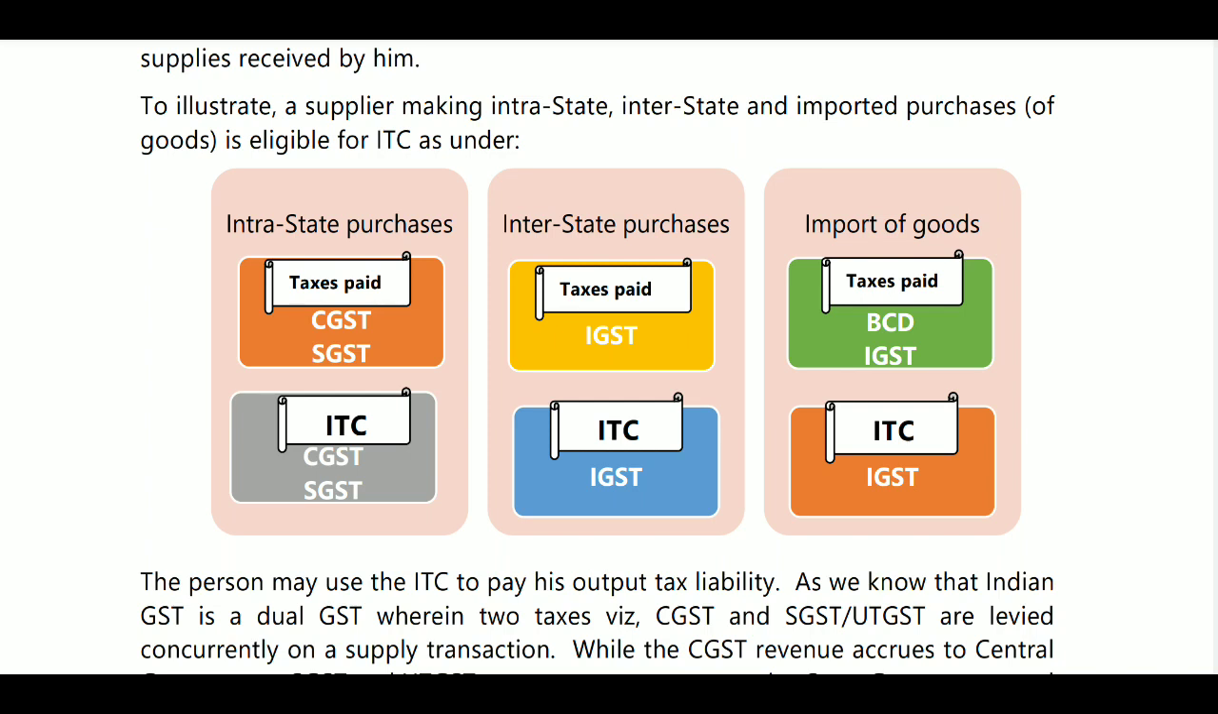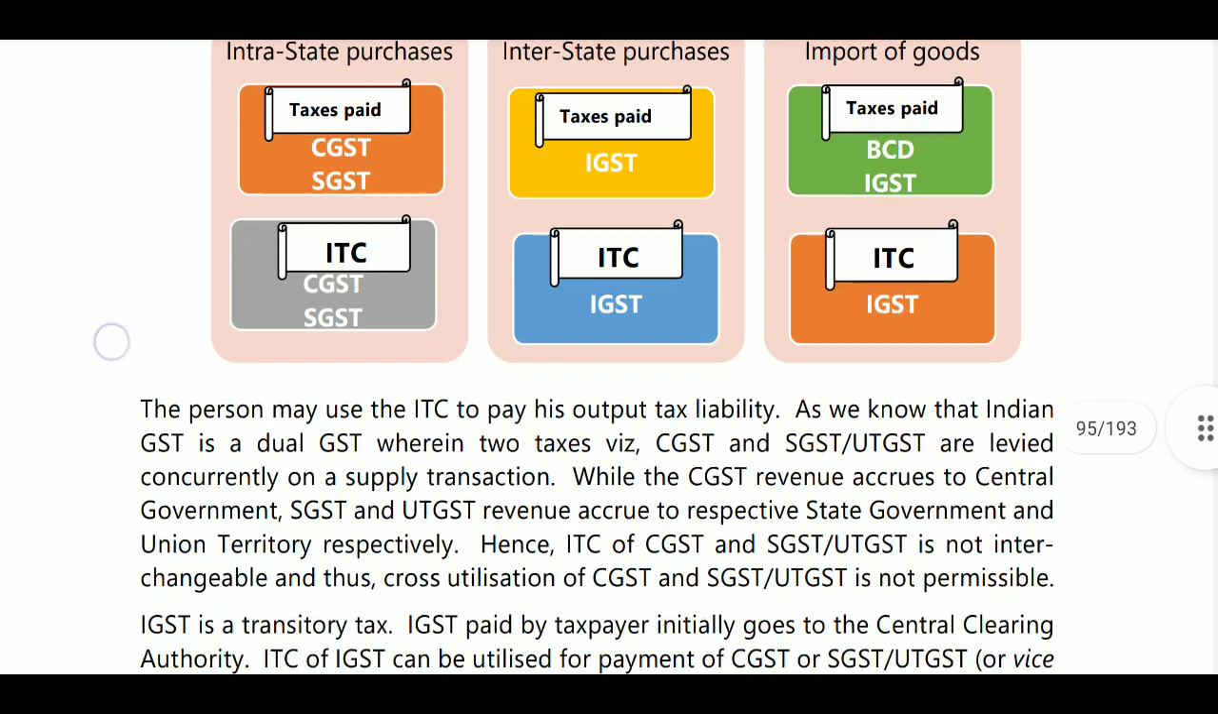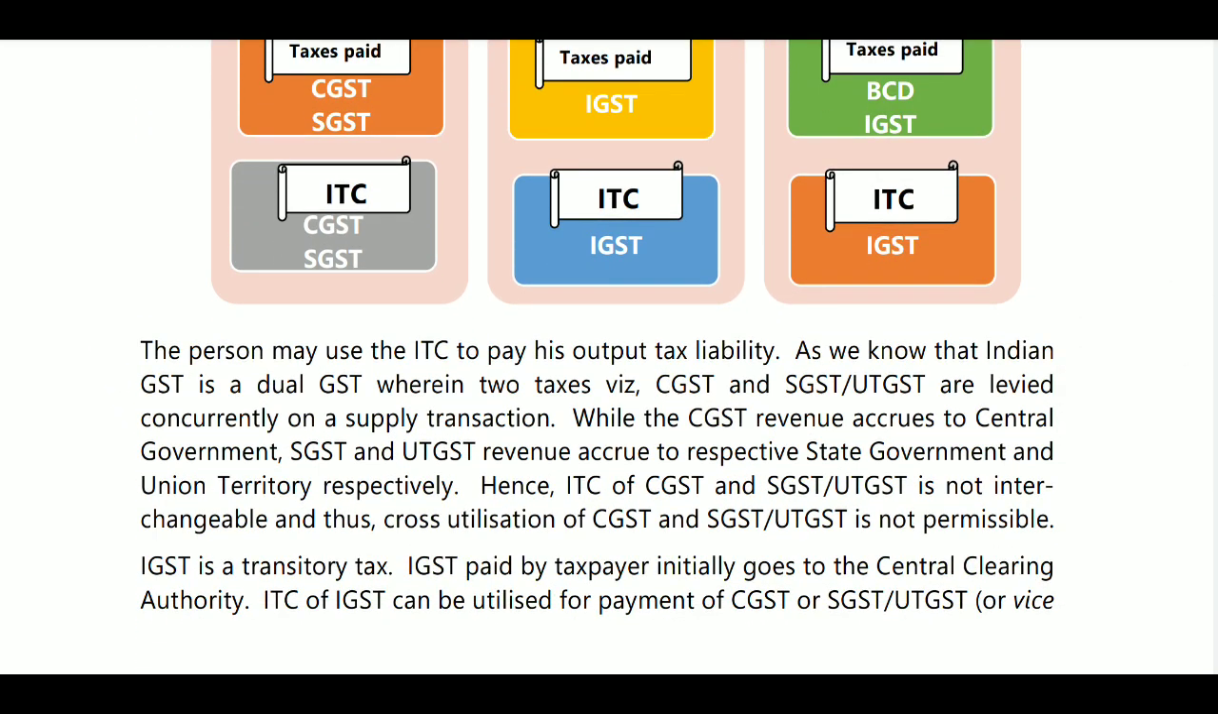If you are a supplier making interstate purchases and imported purchases, you are eligible for ITC like this: interstate purchase tax paid as IGST, imported goods basic customs duty and IGST. So he has ITC of CGST, SGST, and ITC of IGST. So the person may use the ITC to pay his output tax liability.